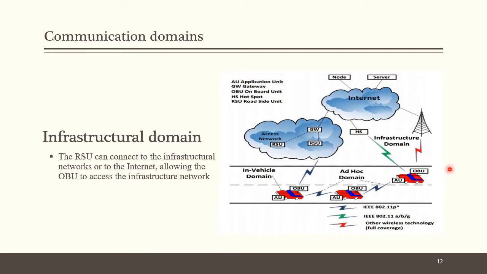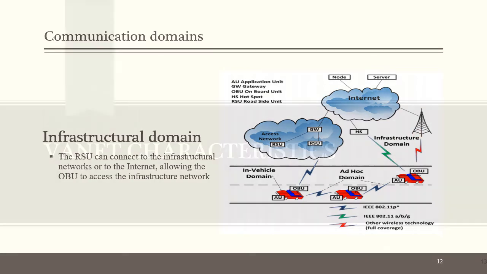Here you can see different domains. The communication between OBU and application unit is the in-vehicle domain, and the communication between two vehicles is the ad hoc domain. And when the OBU connects to the internet through RSU, this is the infrastructure domain.